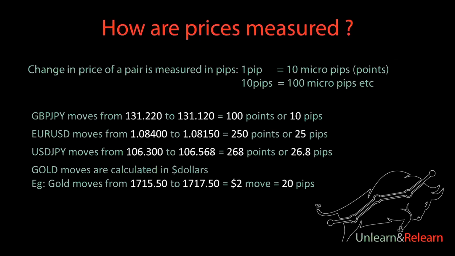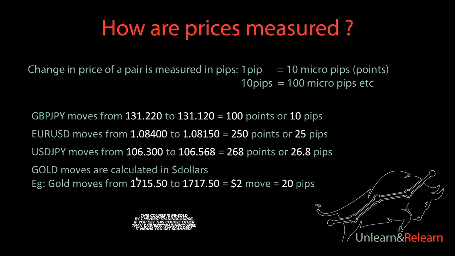The most important thing is, how do you calculate pips on gold? Calculating pips on gold is completely different because gold is measured in dollars. Let's say gold moves from 1715.50 to 1717.50. When you subtract this, you get the number 2, so this is a $2 move. You have to understand this: when you're looking at gold prices on your charts, you're always looking at dollar values.